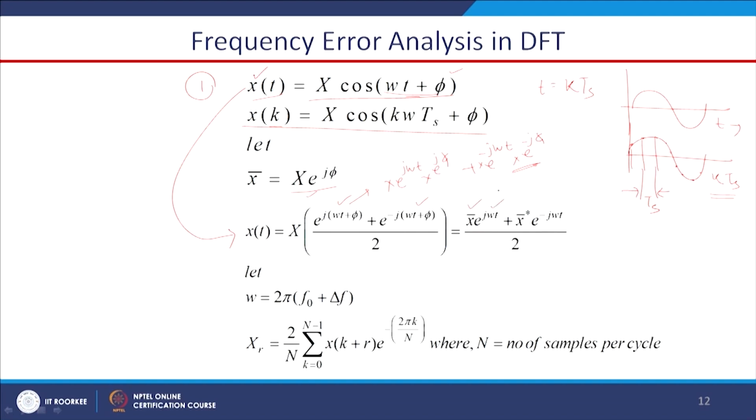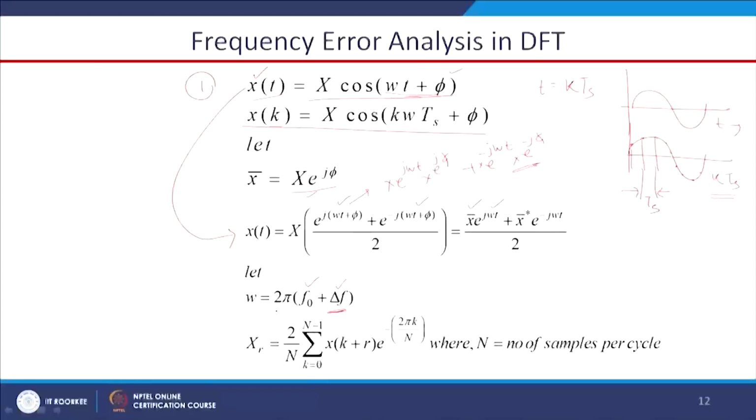Now, let f naught be our nominal frequency, and due to some disturbance we have a frequency deviation from the nominal frequency, let us say delta f. This delta f is the frequency deviation. In that case, how do we write the changed frequency? Earlier it was f naught, now f naught dash is equal to f naught plus or minus delta f. This frequency deviation may be added, or it may be subtracted.